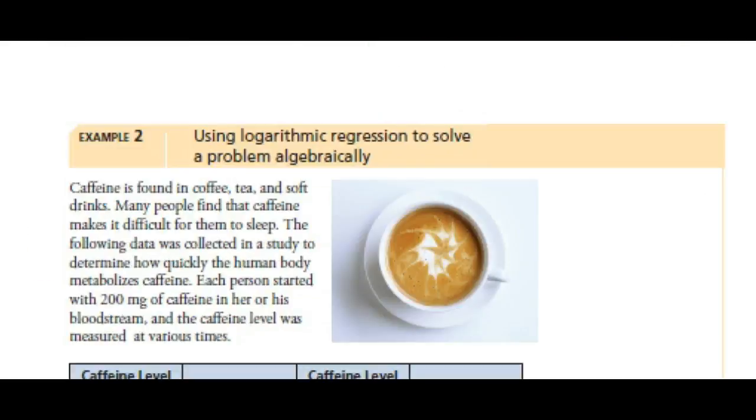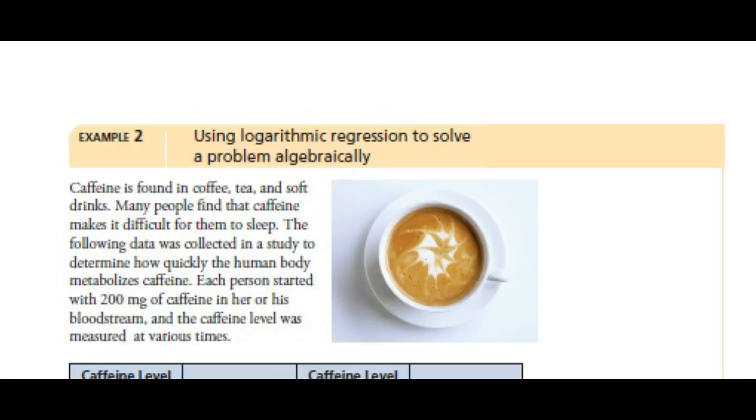Okay, one last one to look at. Caffeine is found in coffee, tea, and soft drinks. Many people find it makes it difficult for them to sleep. The following data was collected in a study to determine how quickly the human body metabolizes caffeine. Each person started with 200 milligrams of caffeine in her or his bloodstream, and the caffeine level was measured at various times.